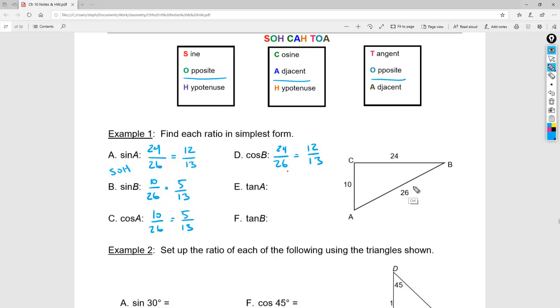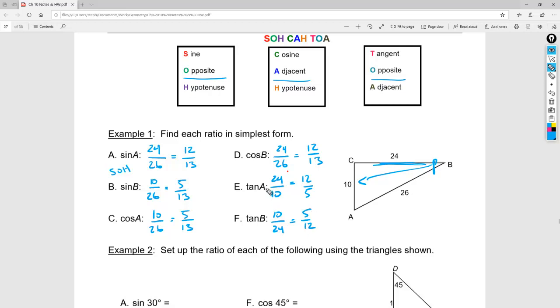Okay, then tangent is opposite over adjacent. So I use TOA here, opposite over adjacent. So I go opposite, so 24 over adjacent, which is 10. Okay, we reduce that, we get 12 over 5. And last but not least, tangent of B. So I go opposite, 10, and then adjacent, 24, or 5/12.